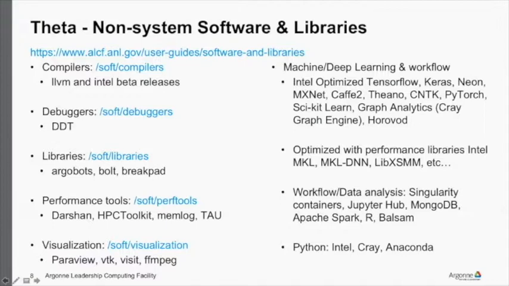Additionally, there are a number of machine and deep learning and workflow software and libraries available on the machine. I won't go through the full list, but you'll notice that a handful of these have been selected for presentations at the workshop. Many of these tools and libraries are optimized with performance libraries such as MKL or MKL-DNN. There are a handful of workflow and data analysis tools. Singularity Containers is one example. Balsam for workflows. And there's a handful of Python installations as well: Cray, Intel, and Anaconda. Many of these are accessible through the modules.